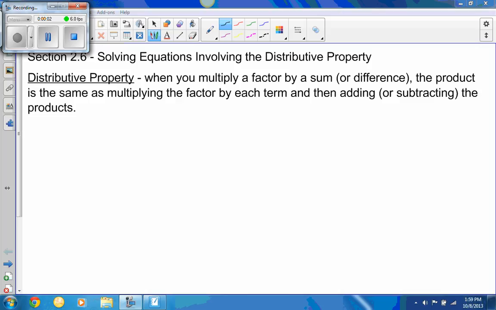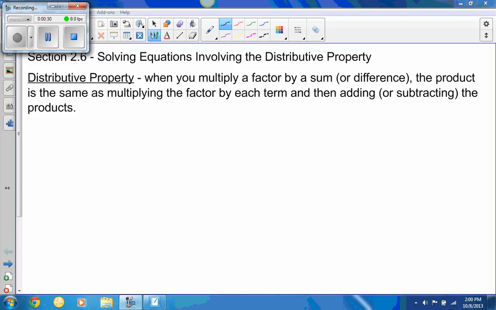Hello, 7th graders. Your video for tomorrow is covering section 2.6, and that is solving equations involving the distributive property. We've actually already talked about the distributive property when we did the simplifying expressions section, and so we're adding another step to the equations that we did the last couple of days by using the distributive property.